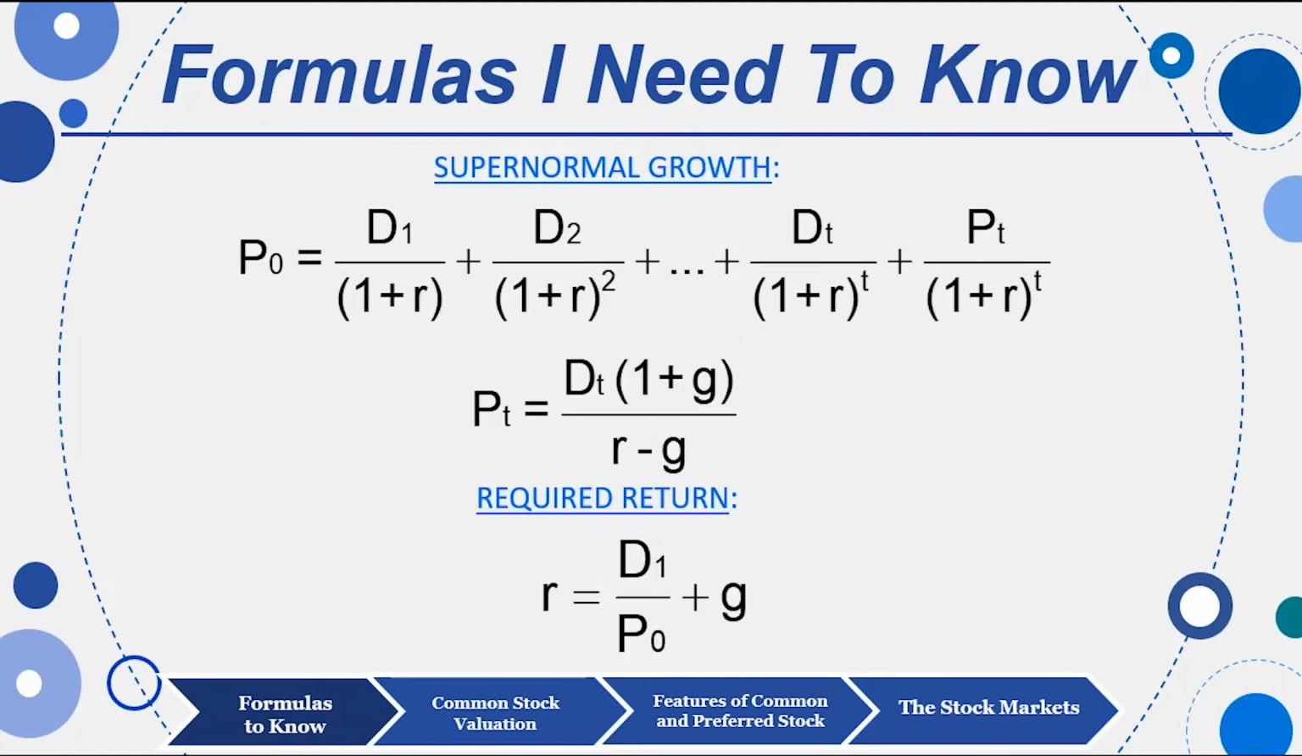The supernormal growth equation is the same as the general case, and all it is is the present value of the dividends in the future discounted back to today using Chapter 6, and then the price at some time t in the future, and then also discounting it back to today. And that P sub t is equal to D sub t plus 1 over R minus G. Now, D sub t plus 1, the next dividend, is equal to D sub t times 1 plus G. It's just 1 year out.